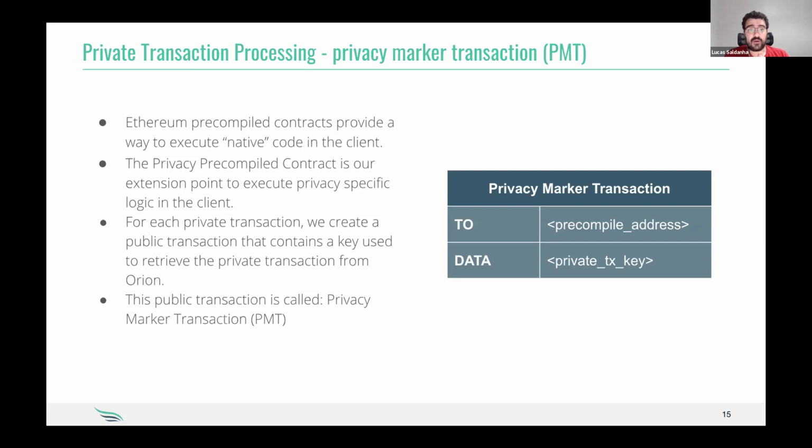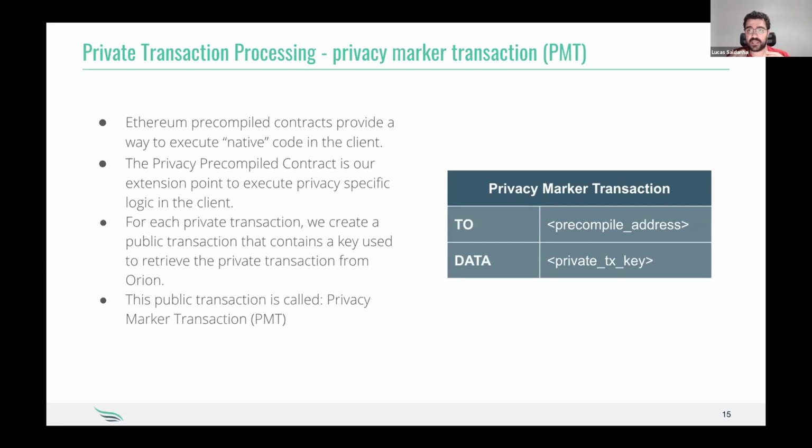The privacy precompile has all the logic it needs to talk to Orion to retrieve the private transaction and process it. It also has the logic to execute the private transaction and apply the result to the private state of that privacy group. However, we still need a way of calling this precompile, making sure the client is going to invoke it, and that's where the privacy marker transaction, the PMT, plays an important role.